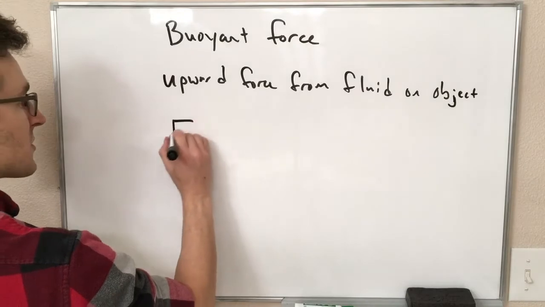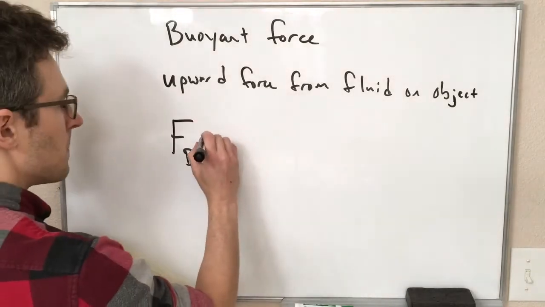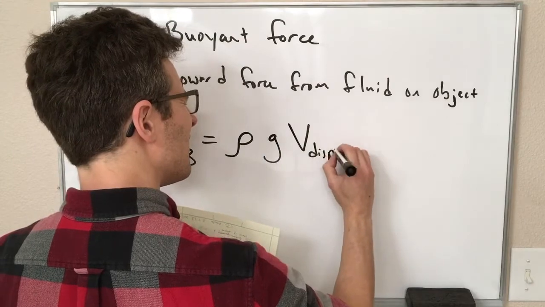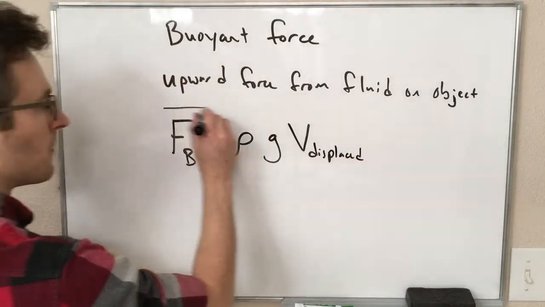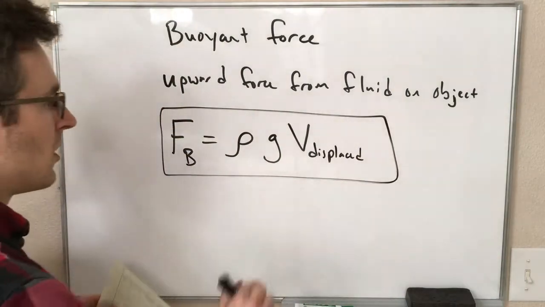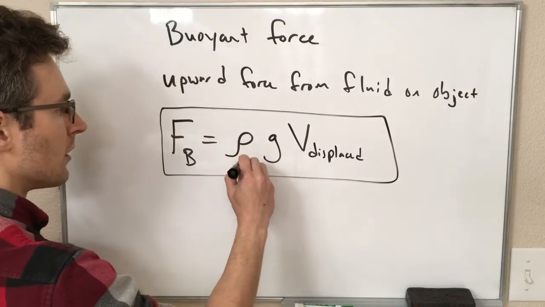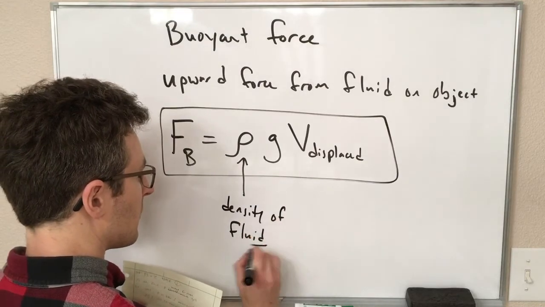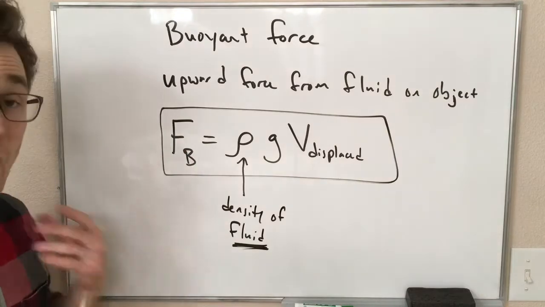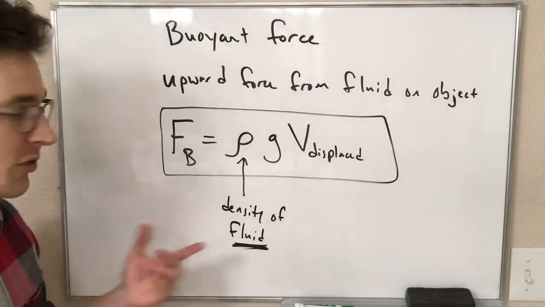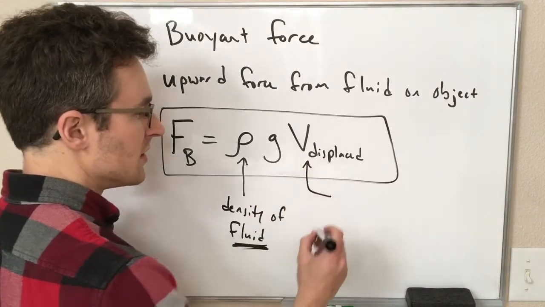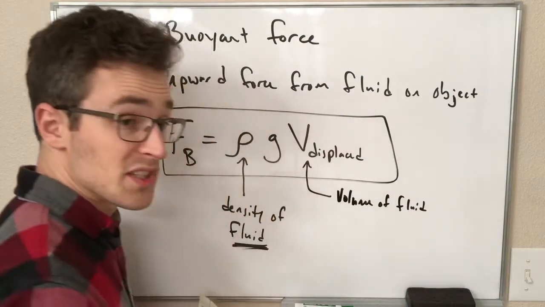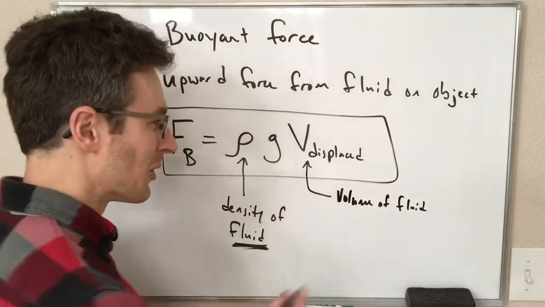And so the size of this force, this buoyant force, FB, is equal to the following. It is equal to rho g V displaced. Okay, so this is our equation for buoyant force. G here, we know G is 9.8. Rho here is the density of the fluid, and this is important. The buoyant force does not depend on what the object is made of. It only depends on what the fluid is. And V displaced is the volume of fluid that is displaced by the object, meaning the object is keeping it from being where it wants to be.